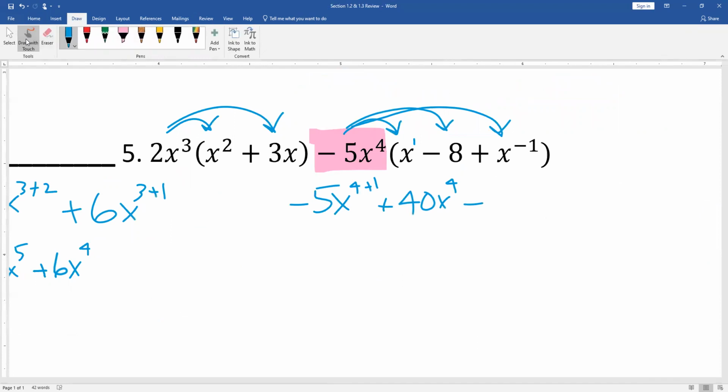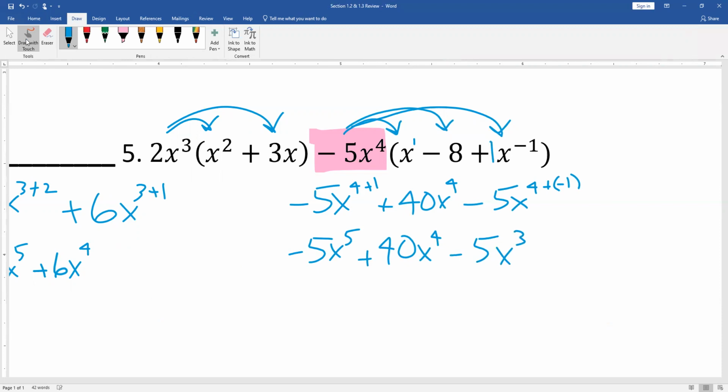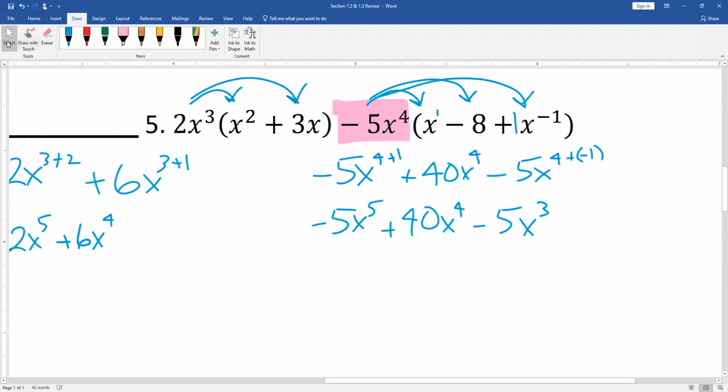Okay. Yeah, this is negative, right? Negative 5 times understood coefficient of 1 is still negative 5. So negative 5x to the 4 plus negative 1. Still adding our exponents. That's all we're doing. So when we simplify that, we end up with negative 5x to the power of 5 plus 40x to the power of 4 minus 5x to the 4 plus negative 1, which is x to the power of 3. So we just go ahead and combine all of those.